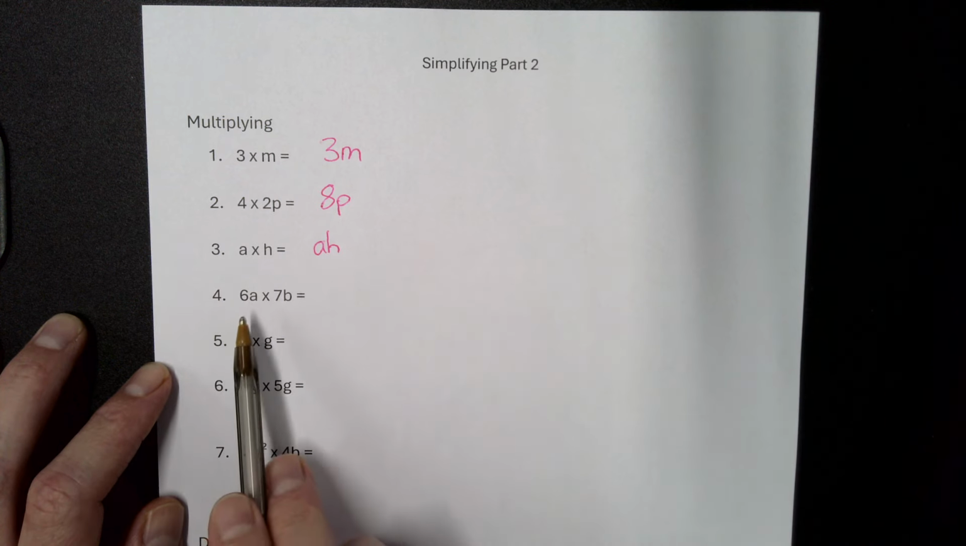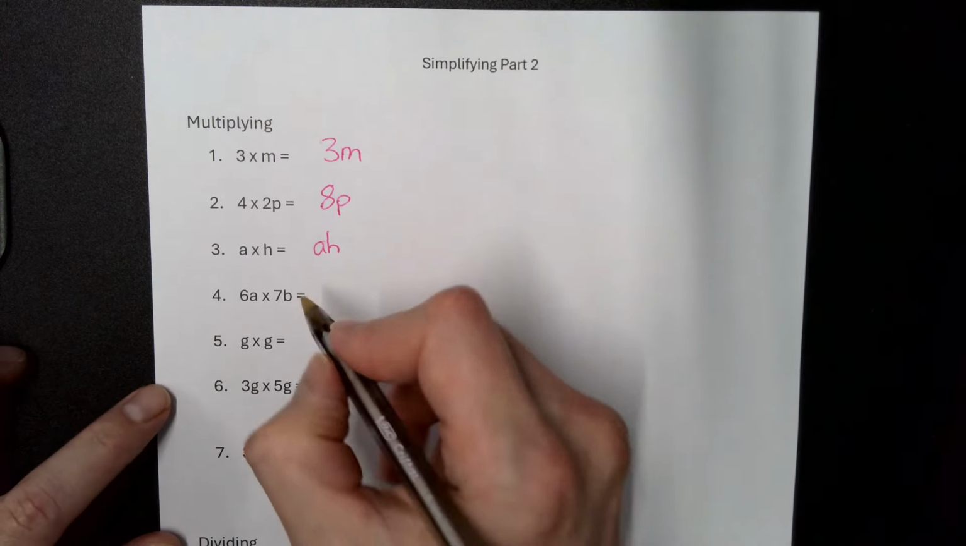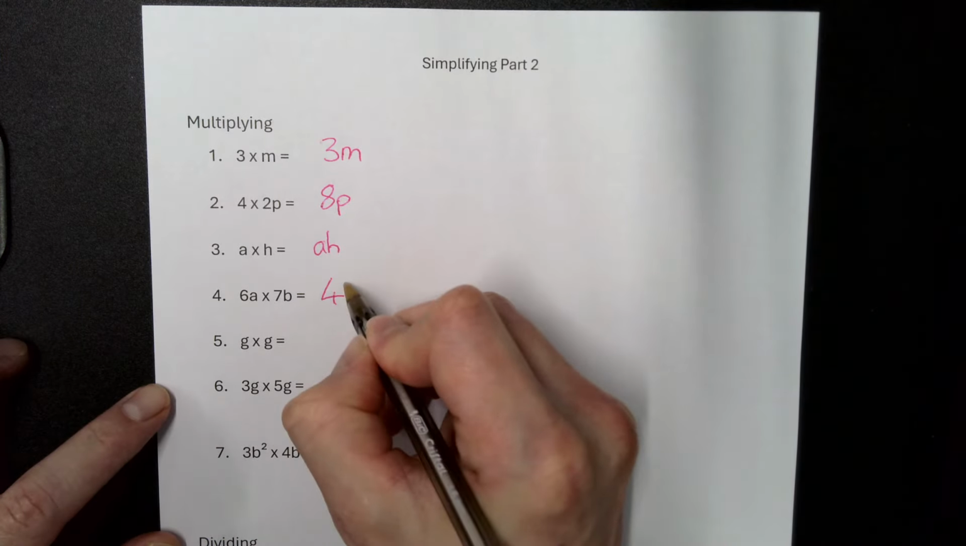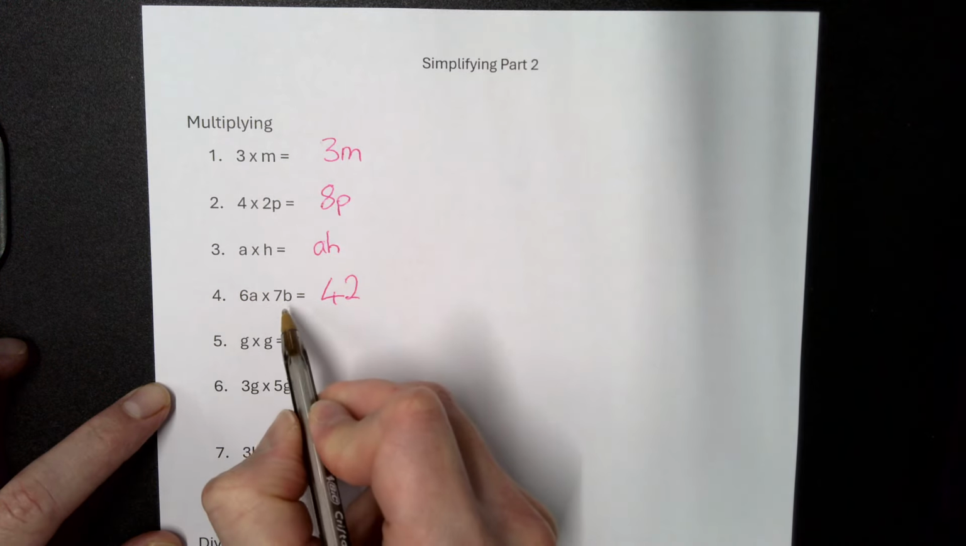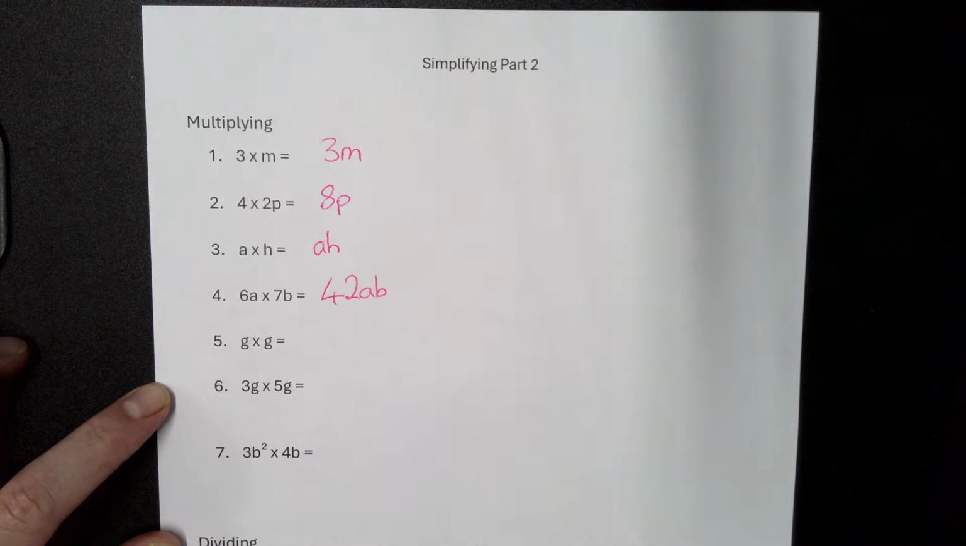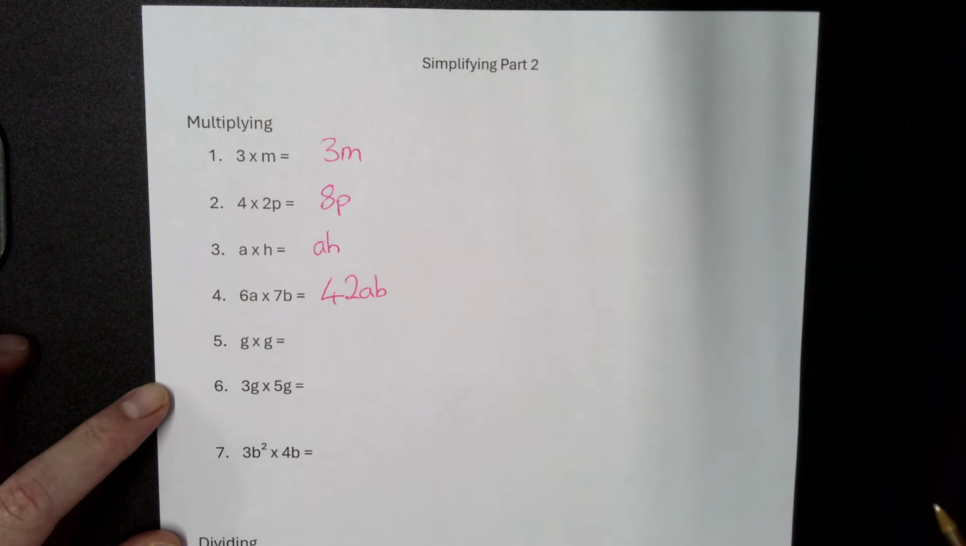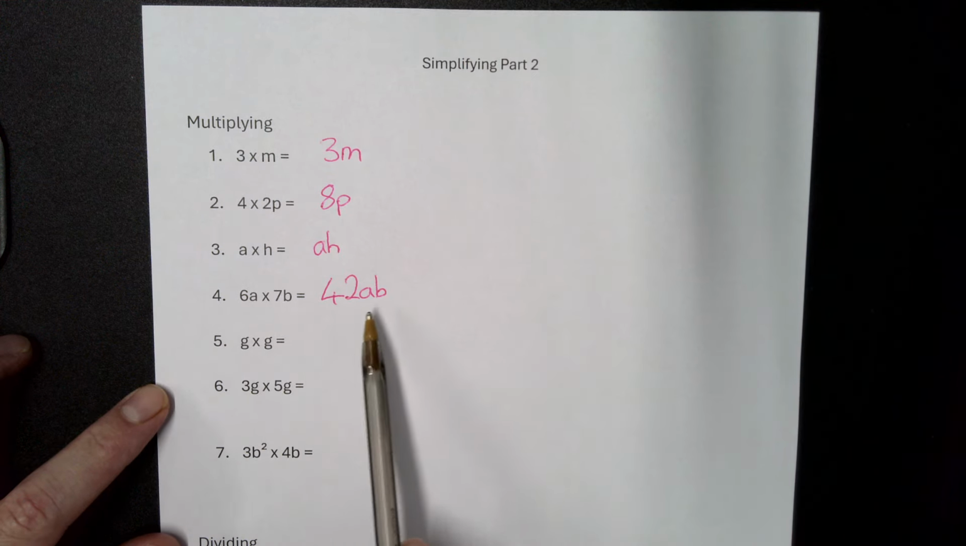Right, 6a times 7b, well, 6 times 7 is 42. And A times B is just AB. And put them together like that. That's 42AB. Okay, so different letters go together.